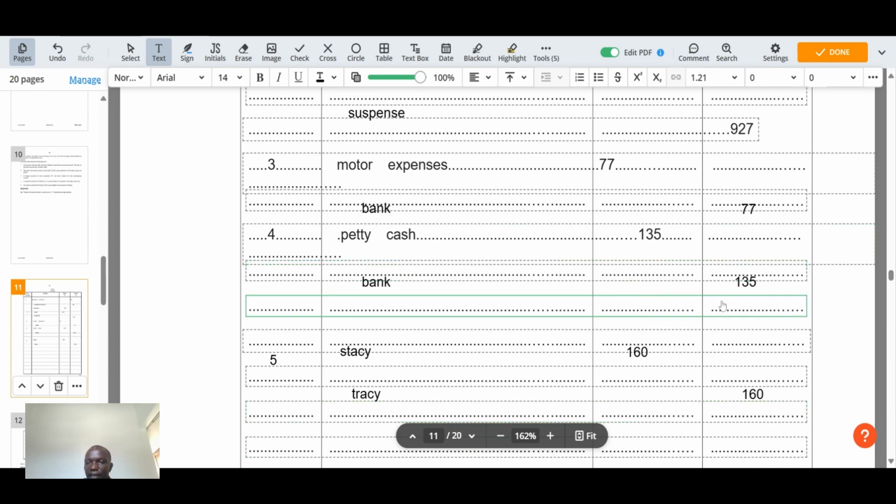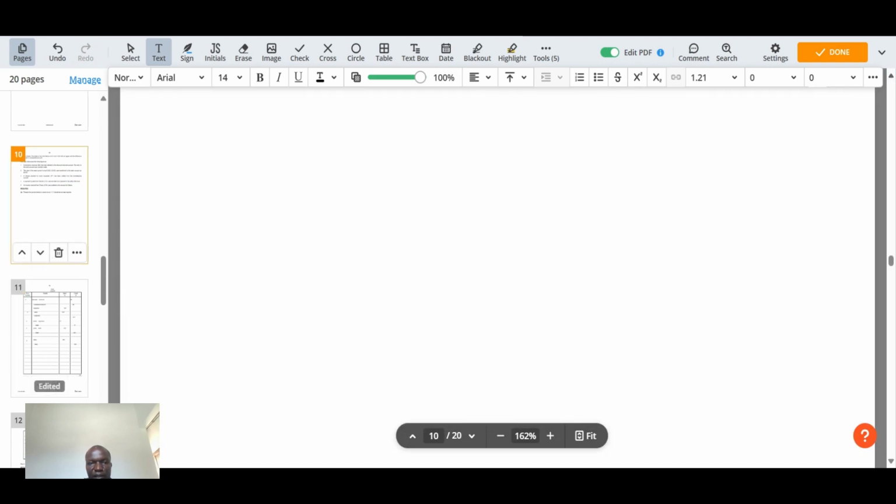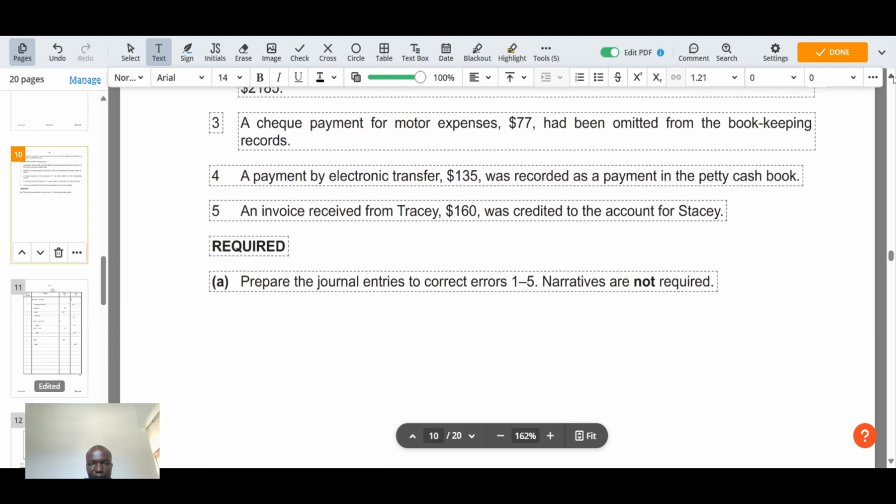And then credit what? Bank. But this amount was paid by bank. Okay. Then the other error also included what? This one was a payment we received, an invoice we received from Tracy of 160 was credited to the account of Tracy. So the right thing was supposed to be us crediting Tracy's account of 160. So we have to remove this 160 from Stacy's account, which was credited, by debiting Stacy and crediting who? And crediting Tracy.